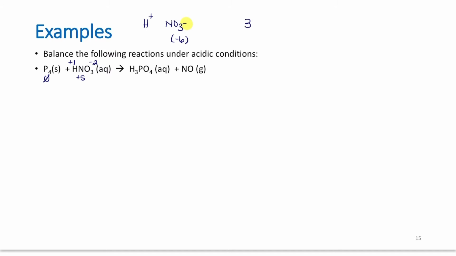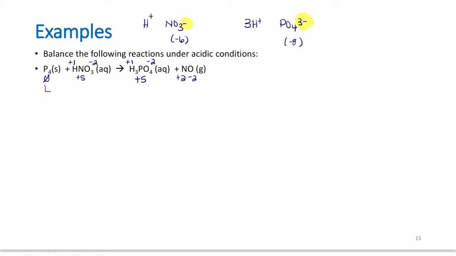H3PO4, I'm going to follow a similar process. That would give me 3 H+ and 1 PO4 3-. So my H is still +1. Oxygen, -2. There's 4 of them, so a -8 charge from oxygen, but overall -3 for the polyatomic ion. So that means phosphorus must be +5. And in NO, the oxygen is -2, so the nitrogen must be +2.